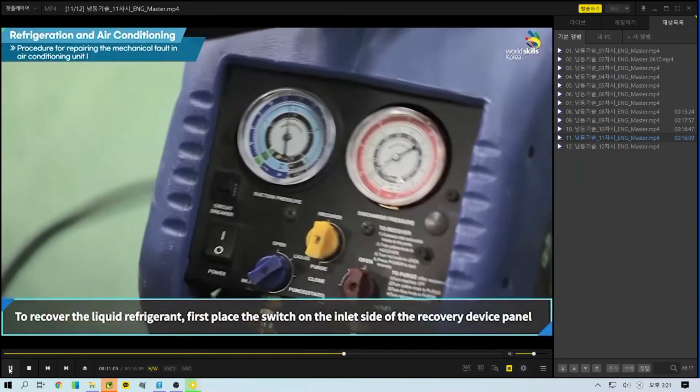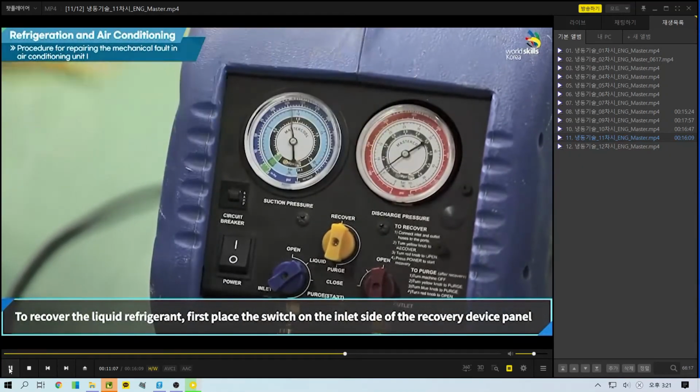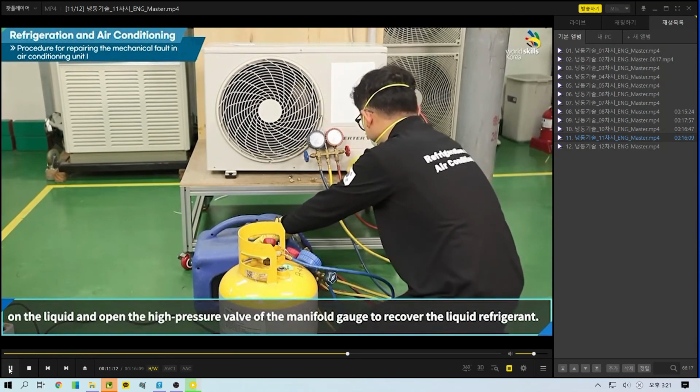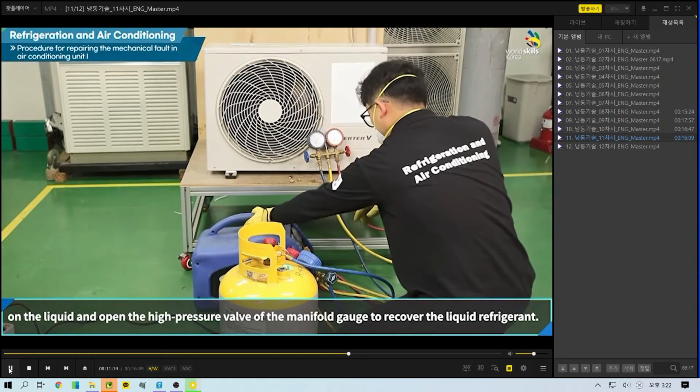To recover the liquid refrigerant, first place the switch on the inlet side of the recovery device panel on the liquid and open the high-pressure valve of the manifold gauge to recover the liquid refrigerant.